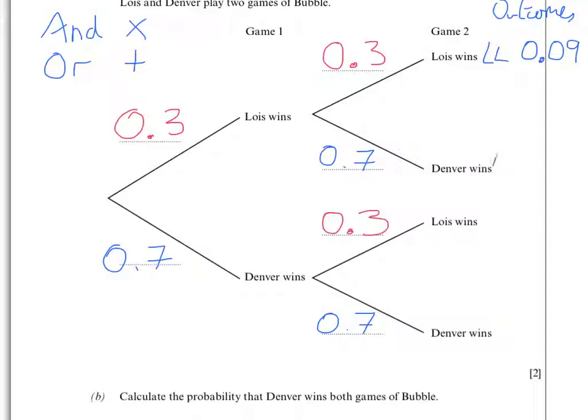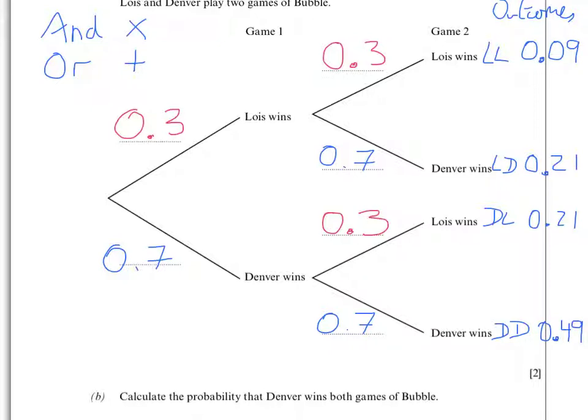Lois and Denver winning, so let's call that L and D. So 0.3 times 0.7, 7 threes are 21, so 0.21. Denver and Lois, 0.7 times 0.3, so let's call that DL, so that gives us actually the same probability. And then Denver winning and Denver winning, 0.7 times 0.7, 7 sevens are 49.